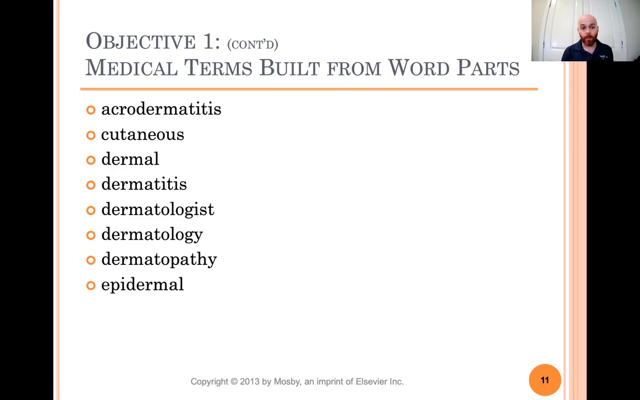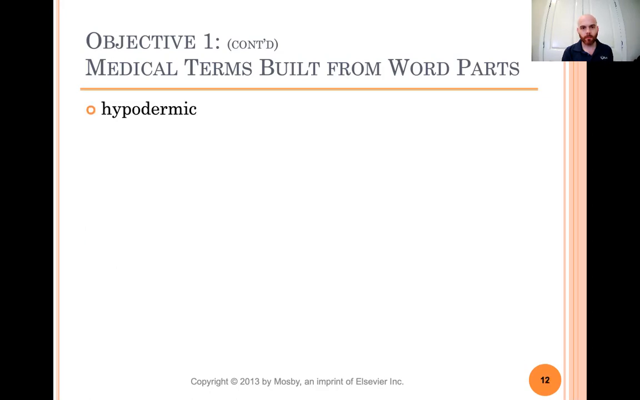Epidermal, so we've got above, skin, pertaining to. So it's something pertaining to the epidermis, something pertaining to the top layer of skin. Hypodermic, so we've got hypo, which means below, and then dermic, which means skin, and that IC just means pertaining to, so it's pertaining to something below the skin, like a hypodermic needle. Think of that. It's a needle that goes just under the skin. Intradermal, something going within the skin.